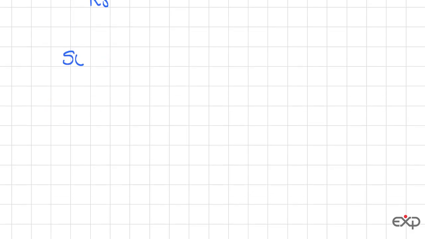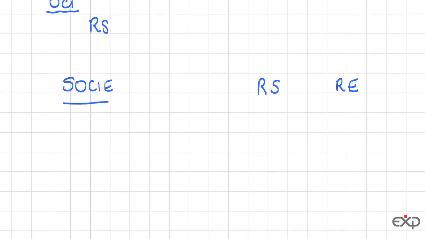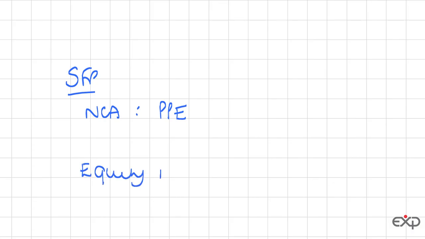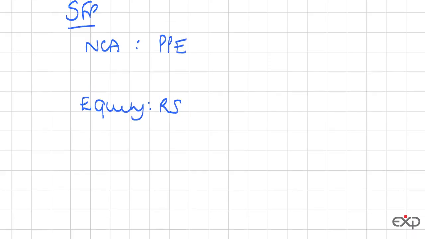In SOCI, I'm actually going to show you here the movement between the revaluation surplus and the retained earnings. So I'd have a brought forward, a TCI, and a carried forward. And in the statement of financial position, again, I'm going to show you where we've got non-current assets, land and buildings, and also under the equity section, we've got the revaluation surplus. Now, let's do a little working down here to see what's going on.